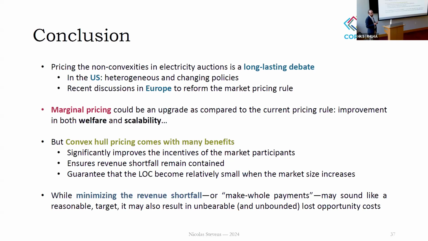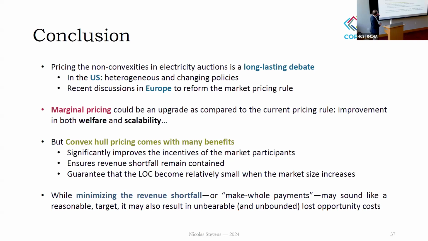So what we have seen is the issue that arises when you have non-convexities or indivisibilities in your production processes: in an auction, you have no equilibrium, right? This is a problem that arises in all the electricity markets that exist in the United States and also in Europe. And there has been a lot of policy discussion around how we can actually reform this rule and find a good solution to it.